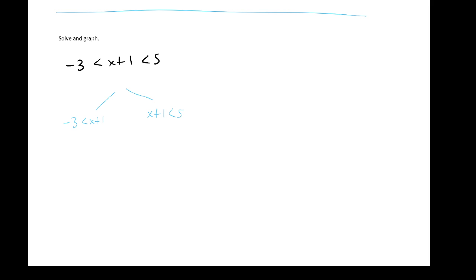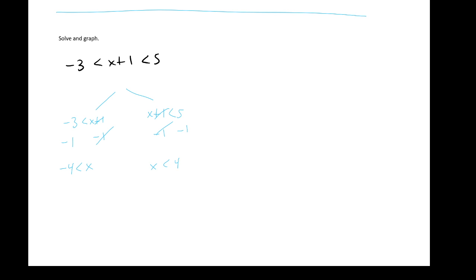And now we're going to do two separate things. You'll see why I prefer it this way and actually require it in this class. So the first one, we're going to get x by itself. We're going to subtract 1. So then we have negative 4 less than x. And then over on the right inequality, we're going to subtract 1 from both sides, and we're going to have x less than 4, okay?